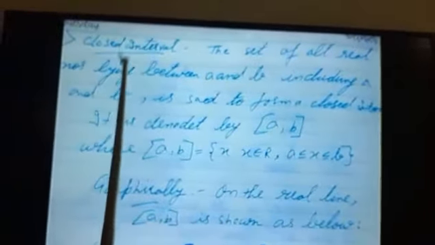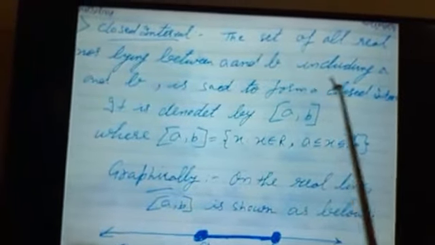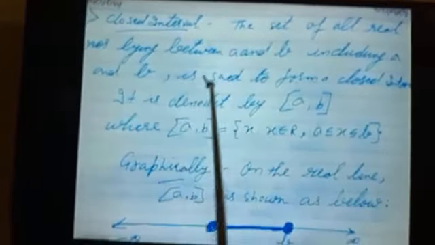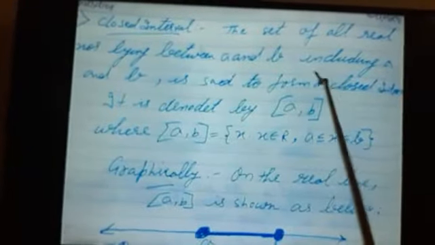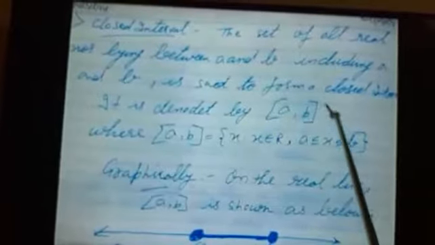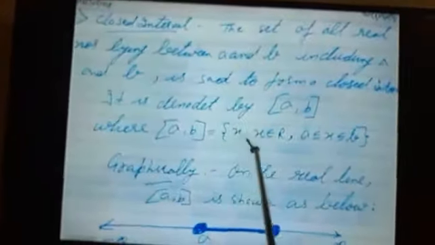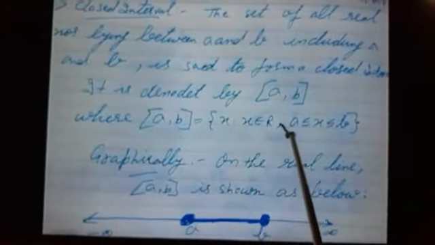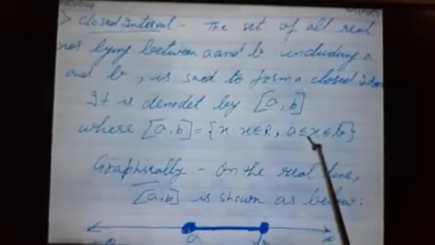Now come to our second point, closed intervals. The set of all real numbers lying between a and b, including a and b. In open interval we are excluding a and b. In closed interval we are including, underline this line, including a and b, is said to form a closed interval. It is denoted by this bracket, closed bracket, where [a, b] is equal to {x such that x belongs to real, where x lying between a and b and also equal to a or also equal to b}.